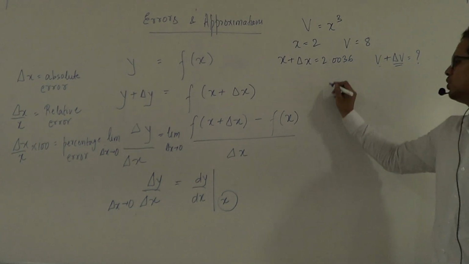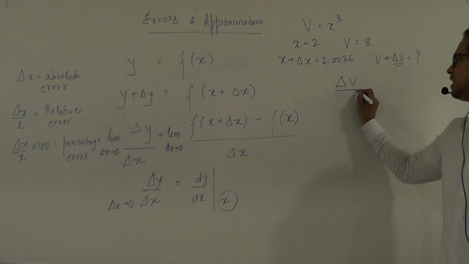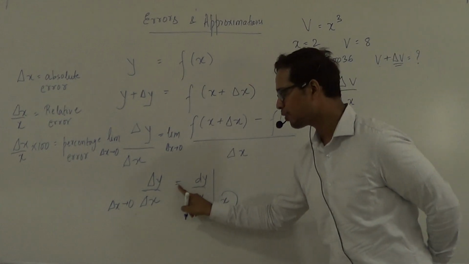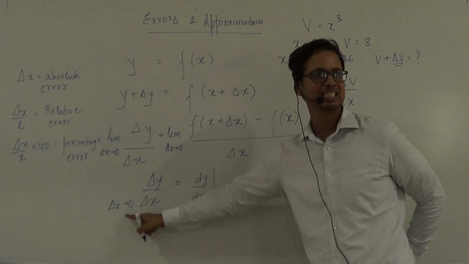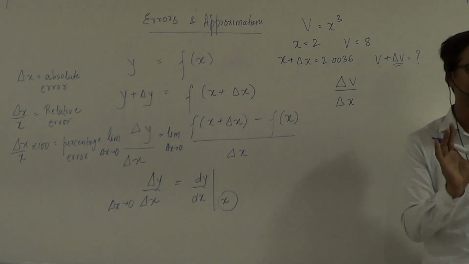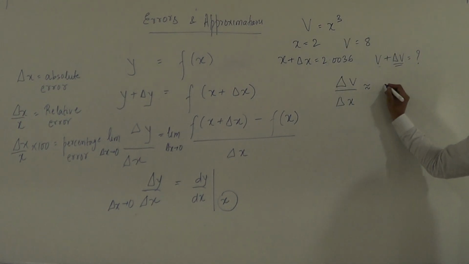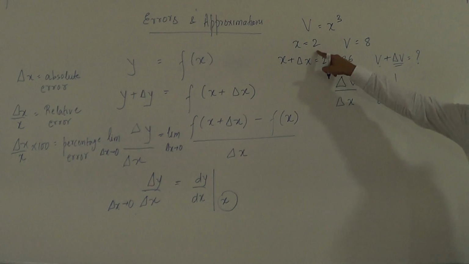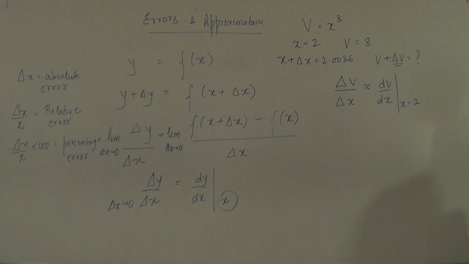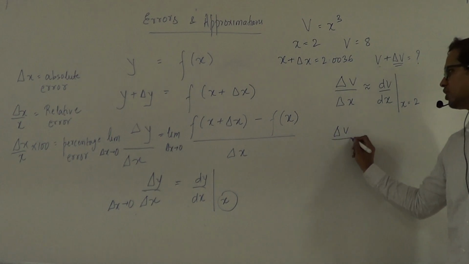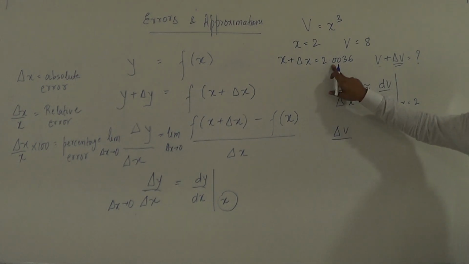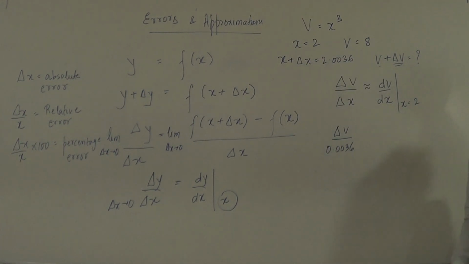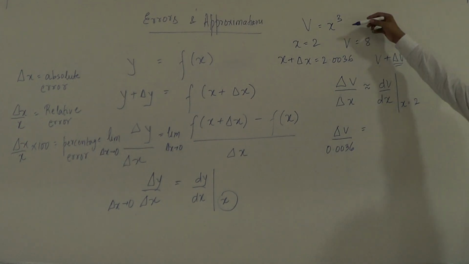Correct? So what you will do, you will use this formula, you will say delta v by delta x will be, now here I would use the word approximate because delta x is not exactly tending to 0, it's a good amount value. So you can say it is approximately dv by dx calculated at which x? 2. Correct? So delta v is something which we are looking out for, we don't know that. But we know delta x. Delta x is how much? If you take the 2 on the other side, it will be 0.0036.